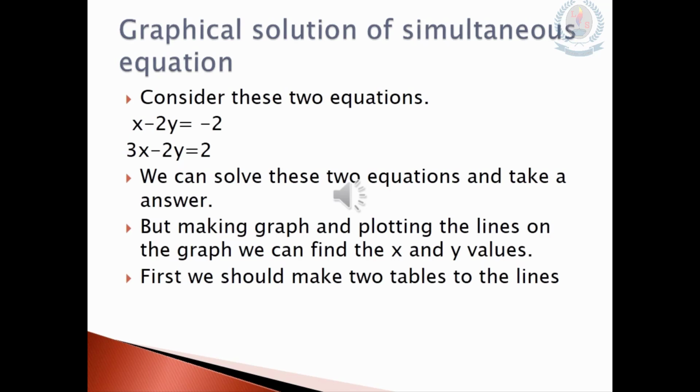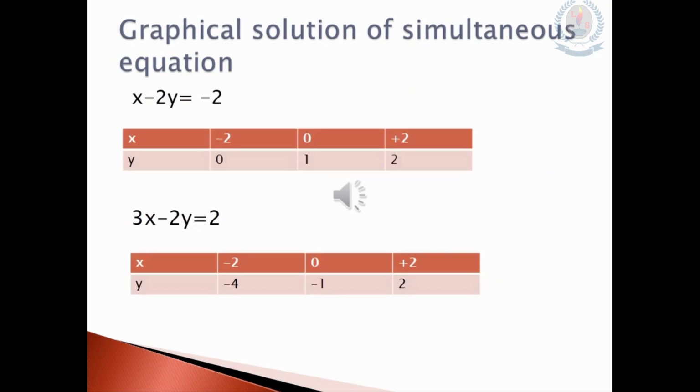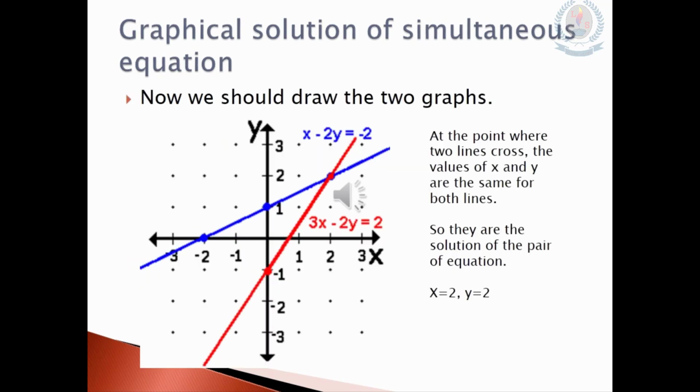First, we should make two tables for the lines. For the two equations, I have created two separate tables, and also I have found x values and y values. Now we can plot those two lines on a graph, on a coordinate grid. Here you can see I have plotted those two lines on a coordinate grid.